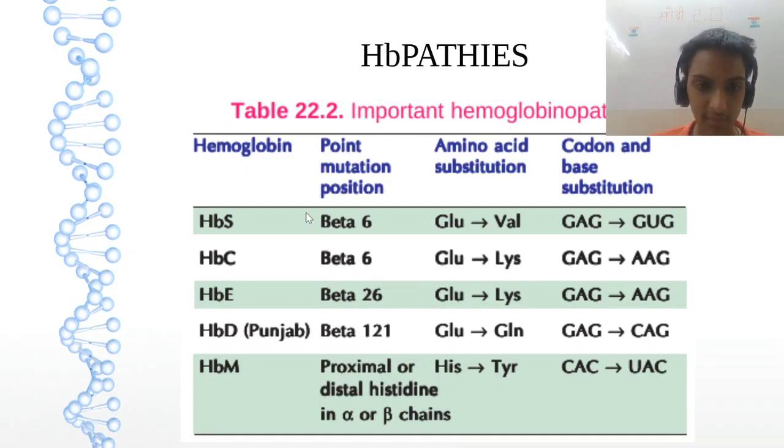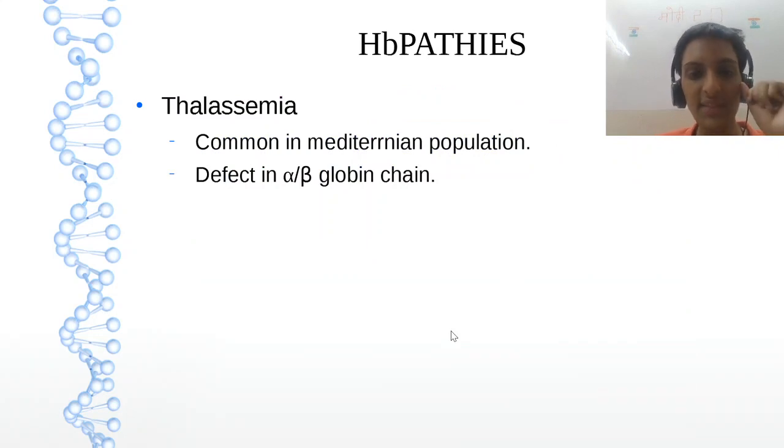Another thing, HbS and C are the same position, beta 6. HbE is at position 26, and for D it is 121, okay. Let's see thalassemia. It is common in the Mediterranean population. That point is not very important.